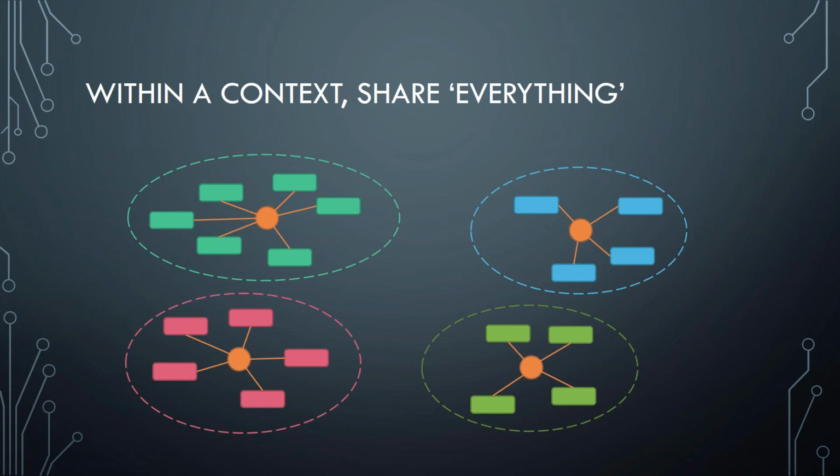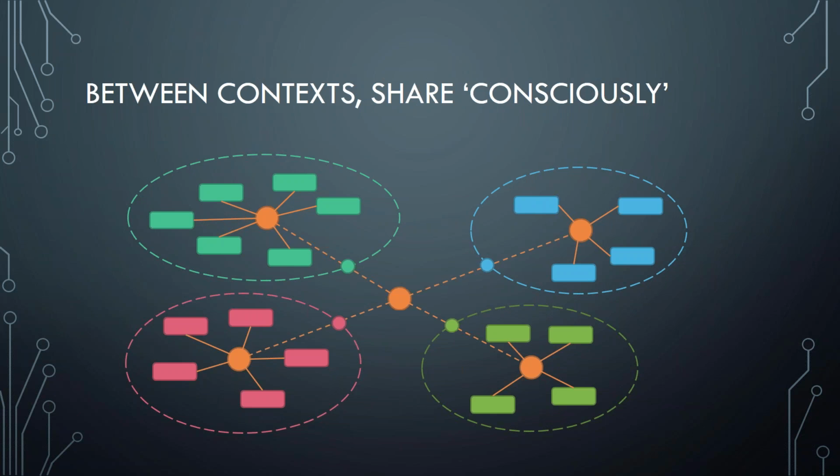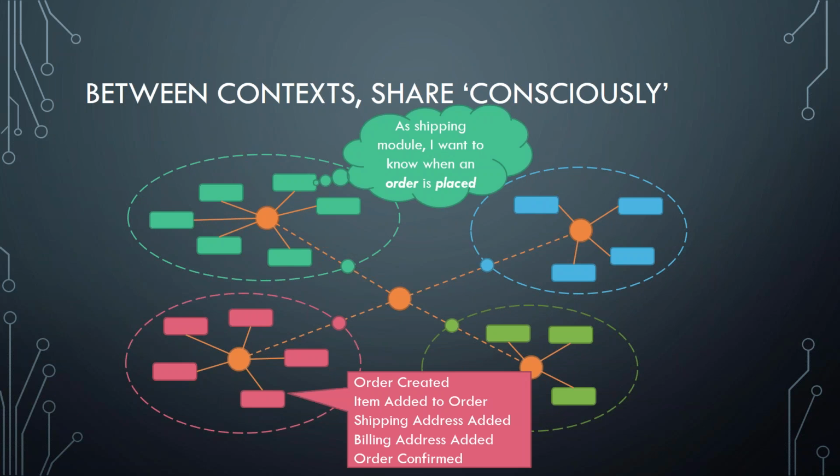Right? An order is created. But outside of these contexts, you want to share more consciously, and probably on a level of language that is a higher abstraction level than the messages in the middle. So to come back to our example, this is the shipping module that wants to know when an order is placed, and this was the module that sends out all these events.